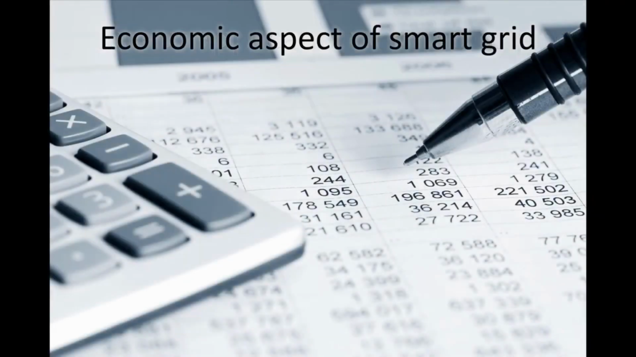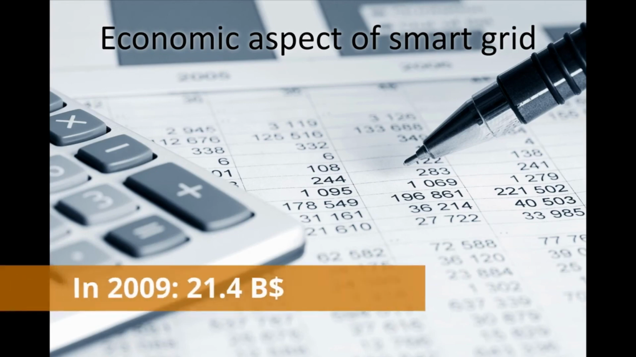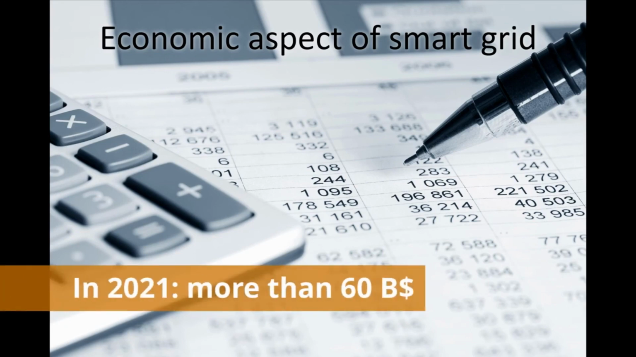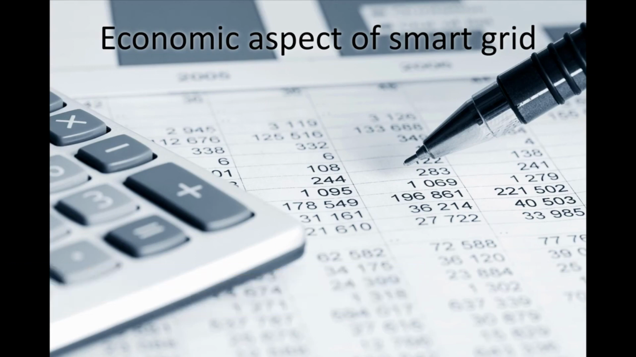Finally, let's analyze the economics behind this technology. In 2009, the US smart grid industry was valued at about $21.4 billion. By 2021, it will exceed at least $60 billion. Given the success of smart grid in the US, the world market is expected to grow at a faster rate.